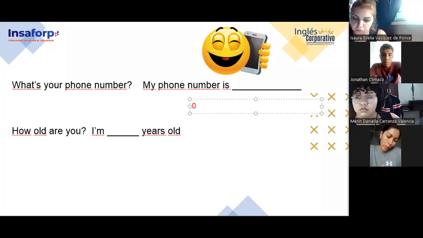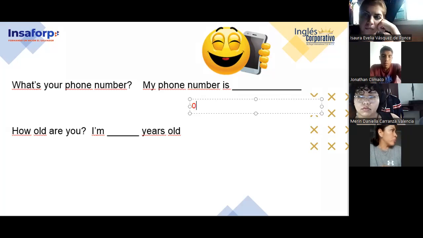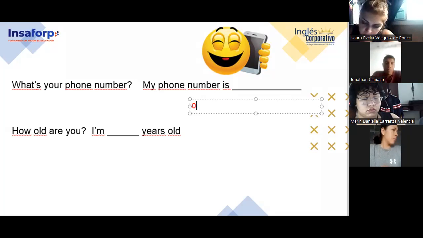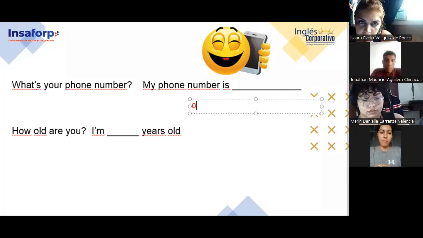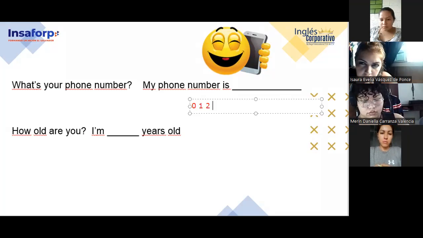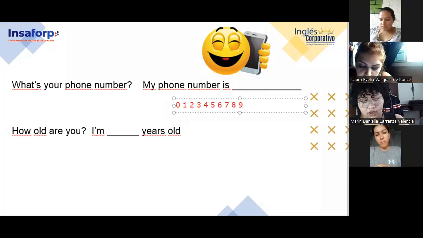And we say the numbers one by one, all right? We don't say 97, 83, no. We don't use two cipher. We use only one number at a time, all right? So one, zero, one, two, three, four, 5, 6, 7, 8, 9, right? We use these numbers, right? We use these numbers to form the phone number.